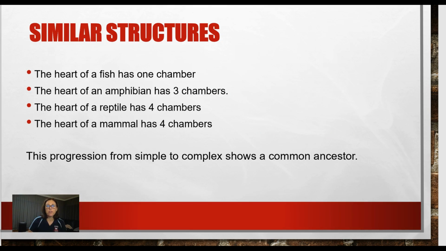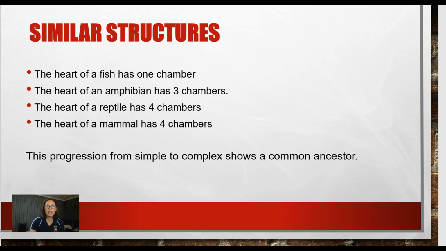Some other structures that are of interest again here is that the heart of a fish has one chamber, amphibian 3, reptile 4, humans 4, that you can see again that move from simple to complex. So we are evolving over time and becoming more and more complex.